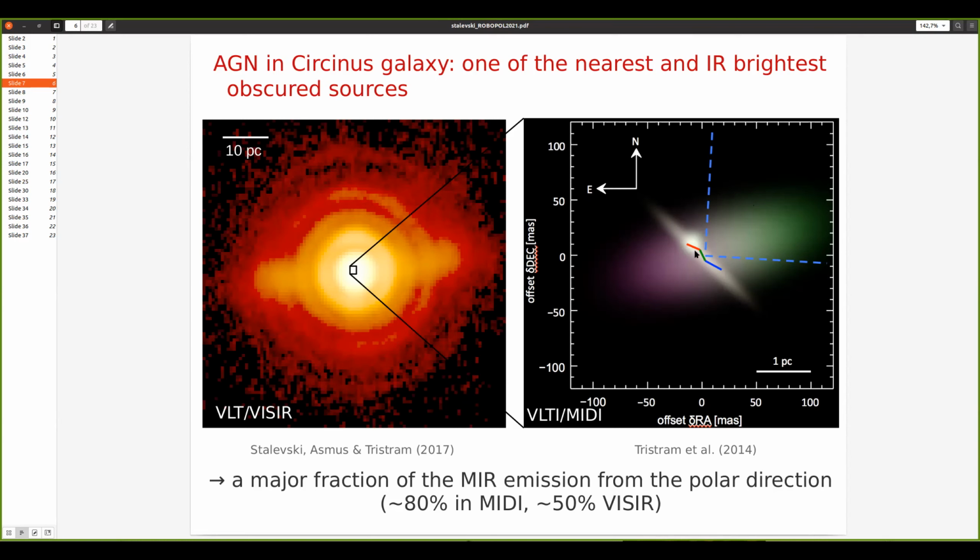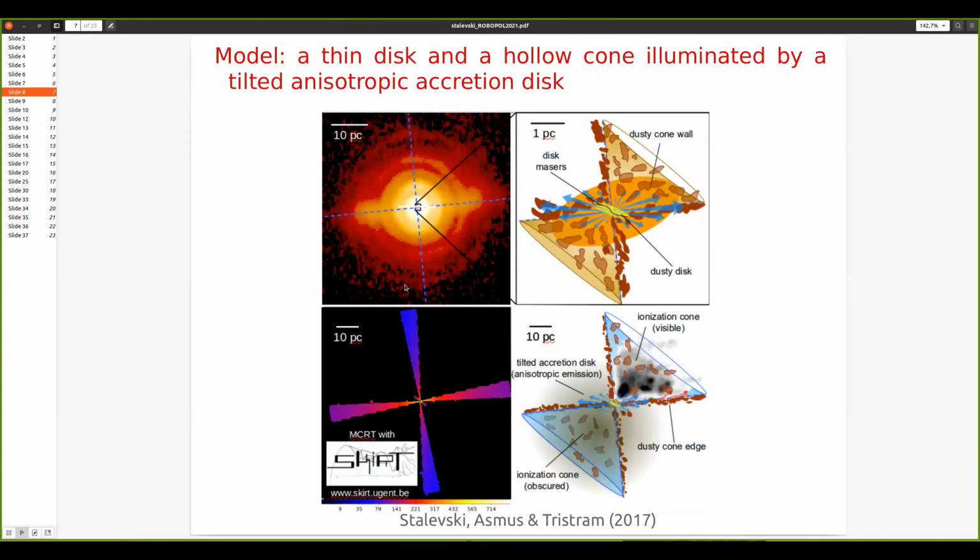We see it in optical. This broken line is showing the warped maser disk. And then this disk-like feature is the component seen by MIDI, coinciding with the maser. So it's probably a dusty disk, but it only has about 20% of the flux, while the majority of the flux comes again from the polar region. And the orientation of this extension coincides with what we are seeing in the same source in VISIR on larger scales. So a few years ago, we proposed a model to explain this.